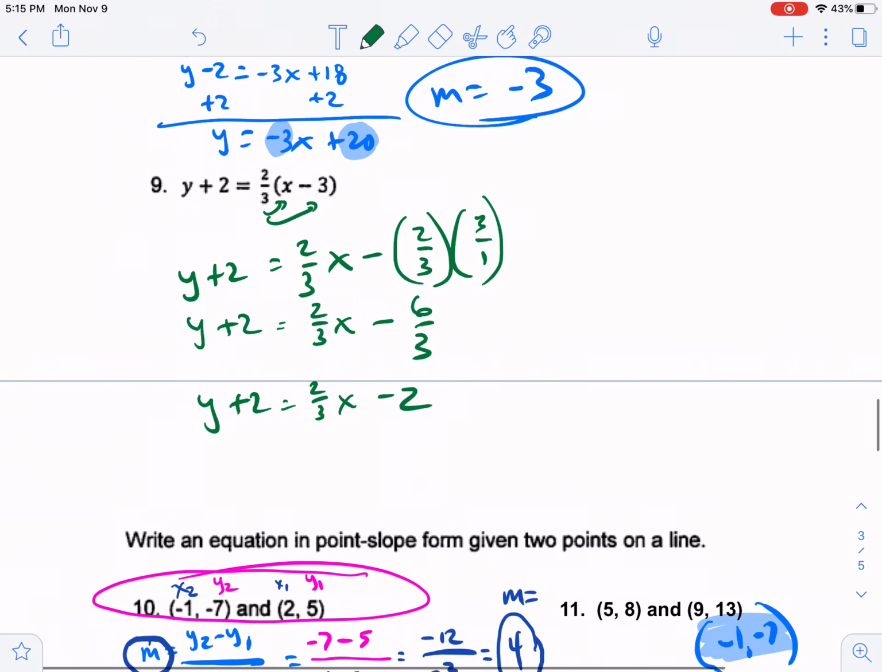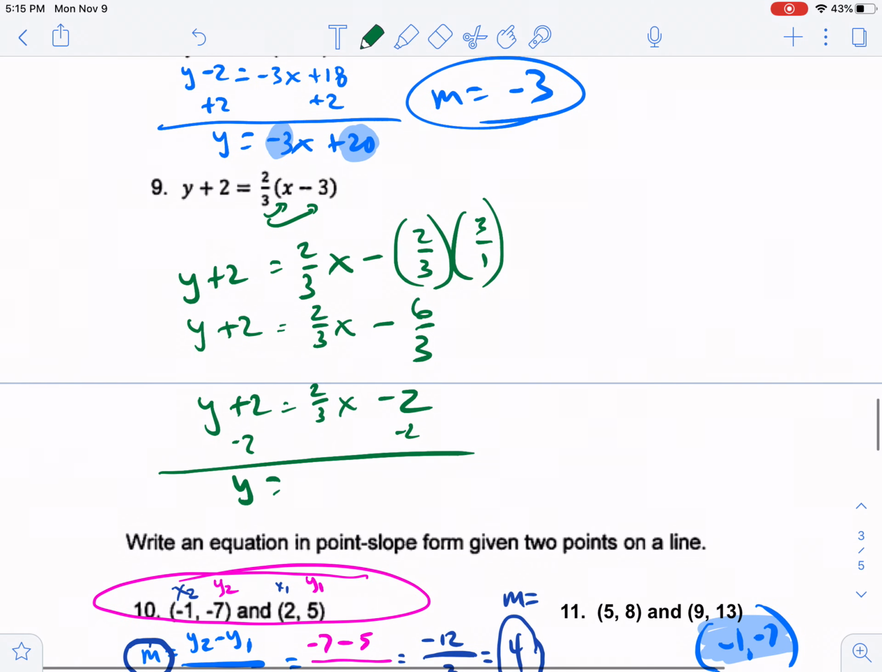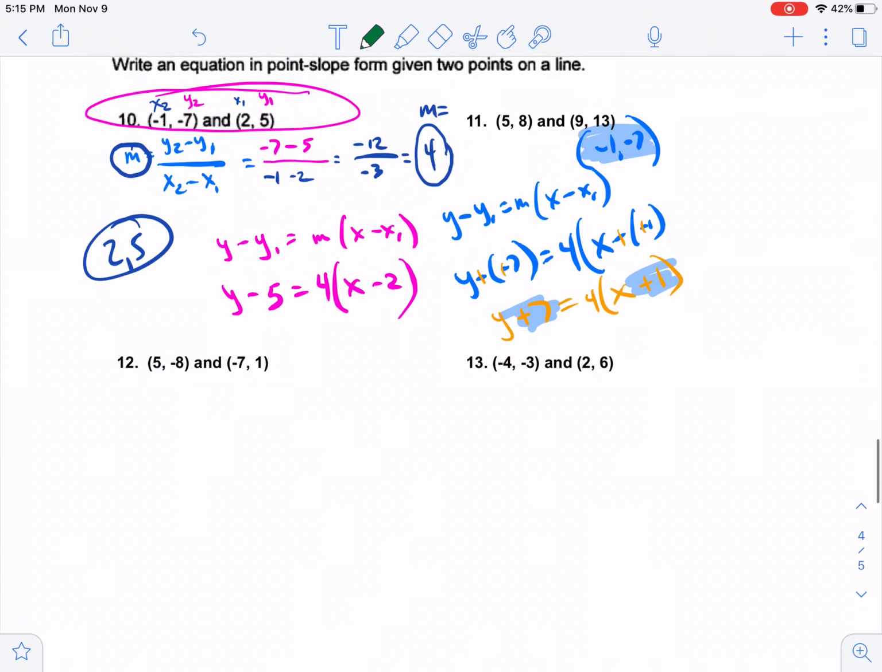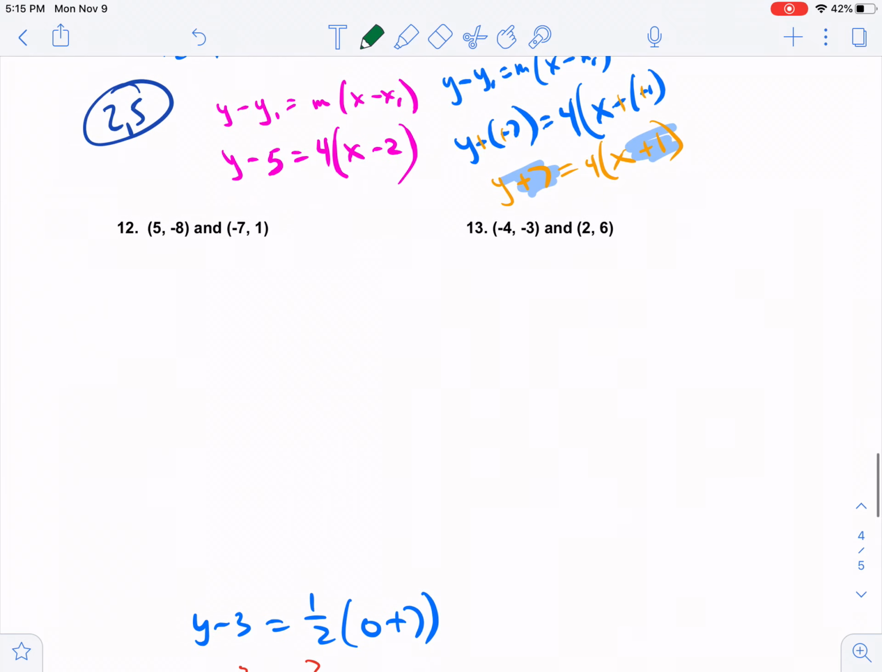I'm not done isolating the x, am I? So minus 2, and you get y equals 2/3 x minus 4. Slope equals 2/3 if you care. And the y-intercept equals anybody? Negative 4. Got it?